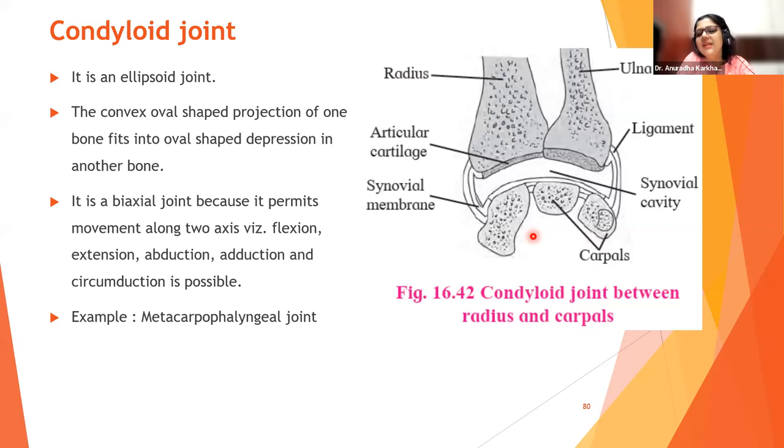metacarpophalangeal joint. See, what is metacarpal? Where are they present? Metacarpal, you have heard this word. Where are they present? Tell me. Yes, correct, right? And where are carpals present? Where are carpals located? Can you all tell me? Wrist region. Very correct. Correct? Yes. So carpals. Not carpel, carpal. That is carpel, this is carpal.